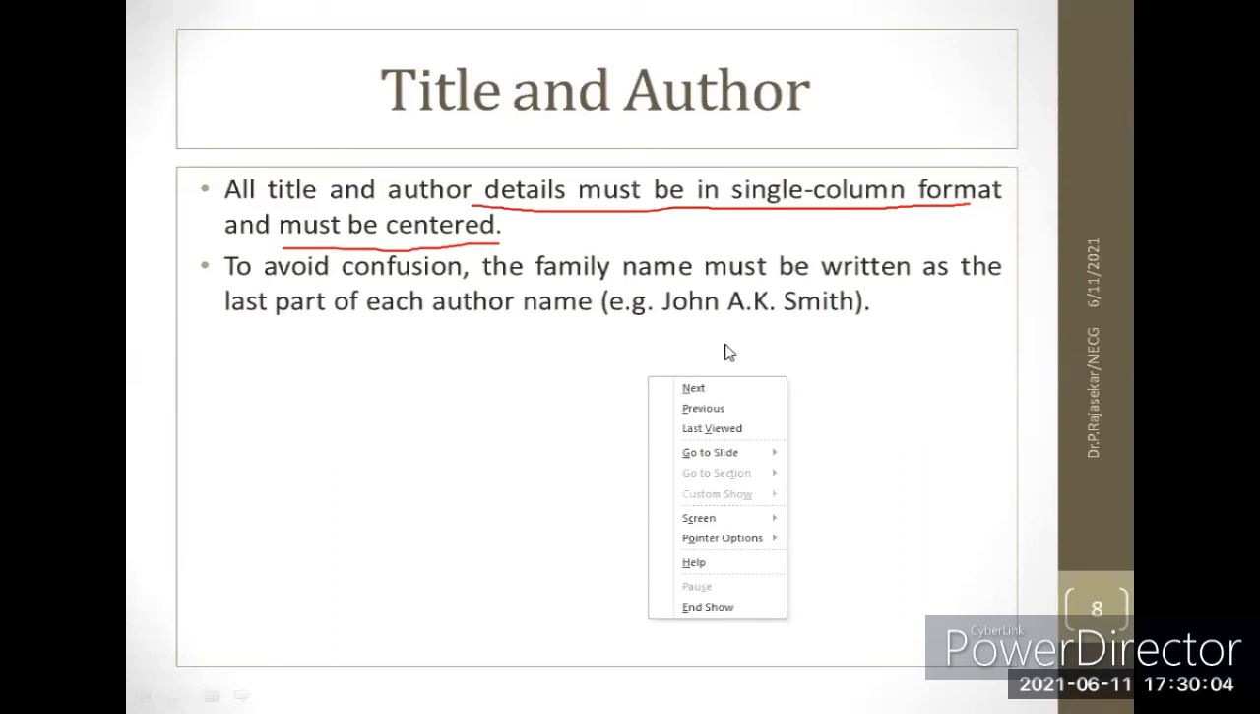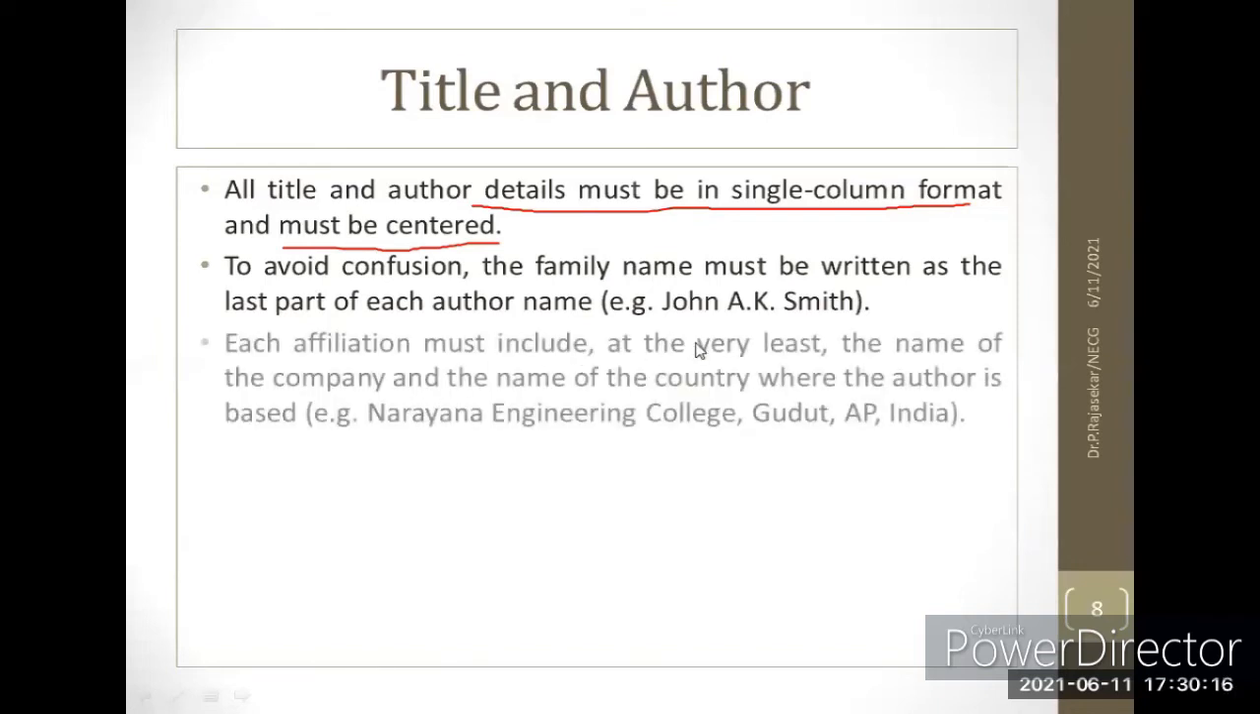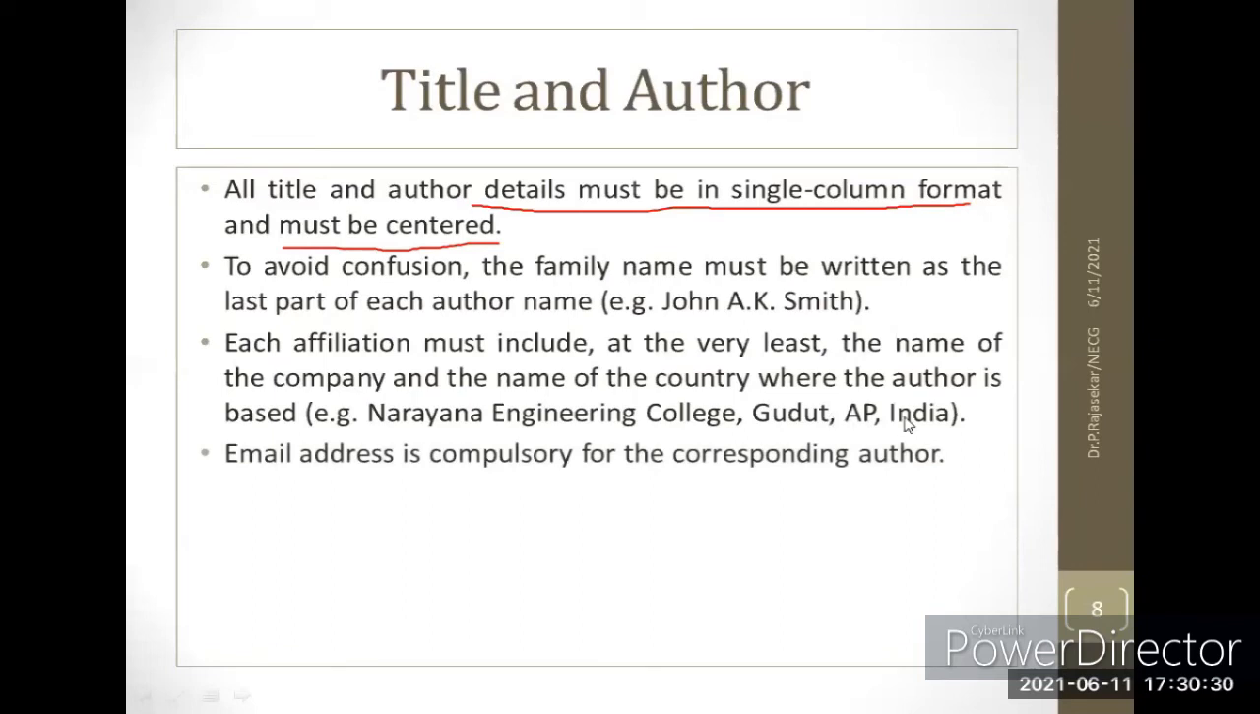Usually you write the name first, and after that you can write your initial or the family name. You can use your own style. That is no issue. So for the affiliation, you have to give all the details. For example, Department of ECE, Narayana Engineering College, Gudur, AP, India.